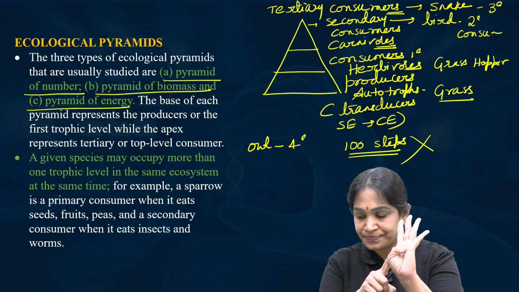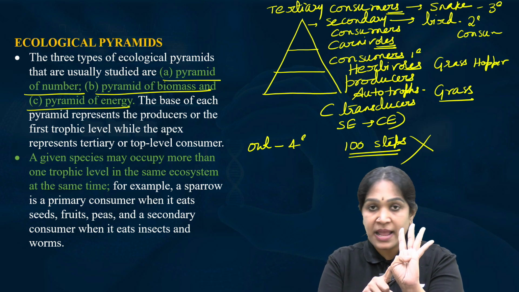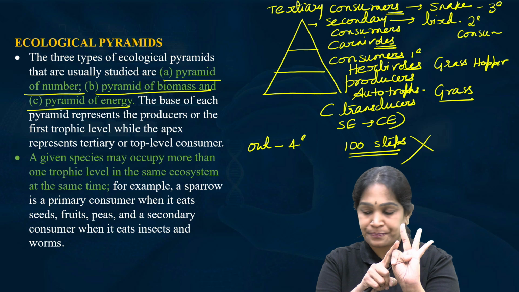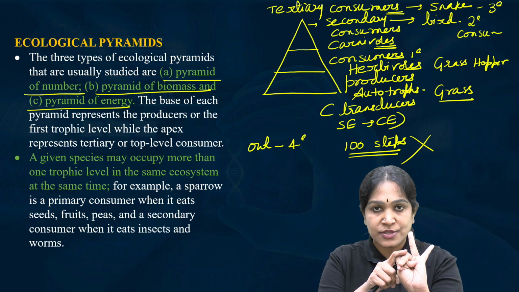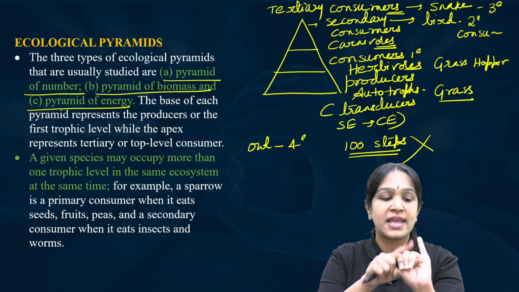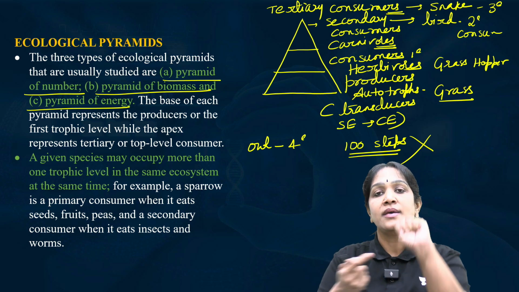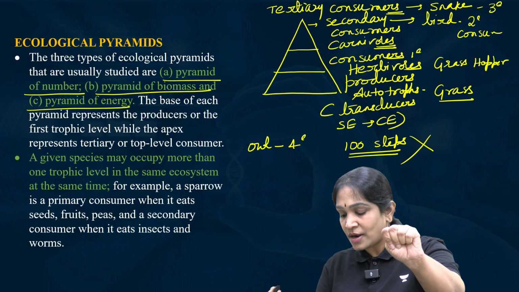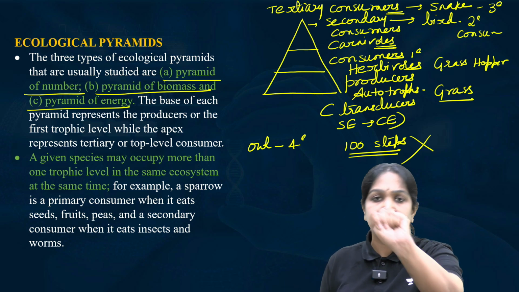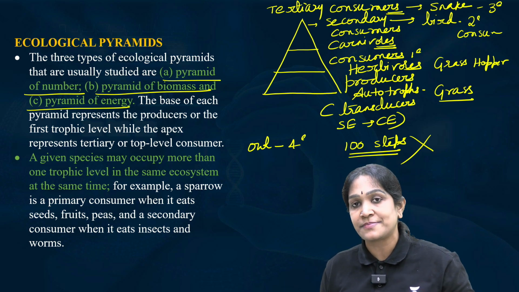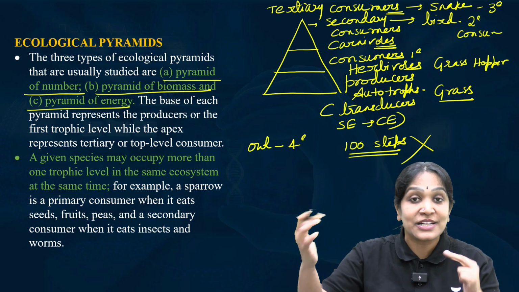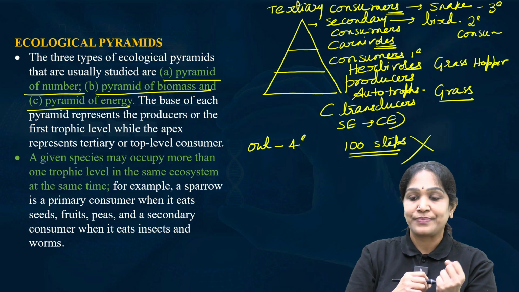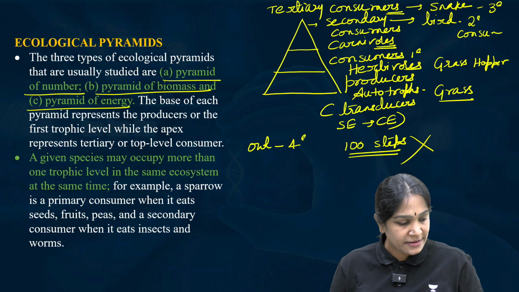Producer, grass. Herbivore, the primary consumer, grasshopper. Secondary consumer is the bird which is eating that grasshopper. Tertiary consumer, snake. Quaternary consumer, the owl. That's it, 5 steps. You cannot have 100 steps. I mean, you do not have any other species that will consume the owls. Why? What is the reason?